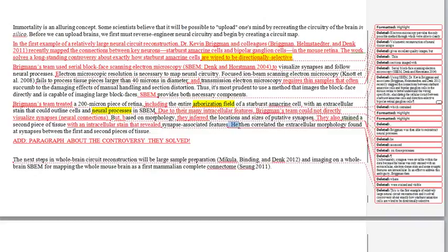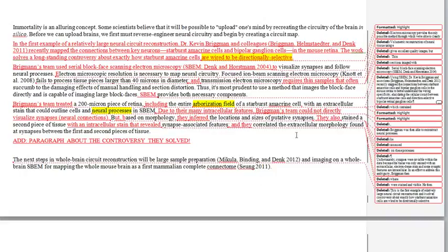I'm actually going to pull this and make this a complex sentence. So they did this experiment with the second piece of tissue to reveal the synapse-associated features. And I think the idea here is to use that information to confirm what they found with the first stain based on morphology. So I think we can tie these two ideas together with a semicolon.